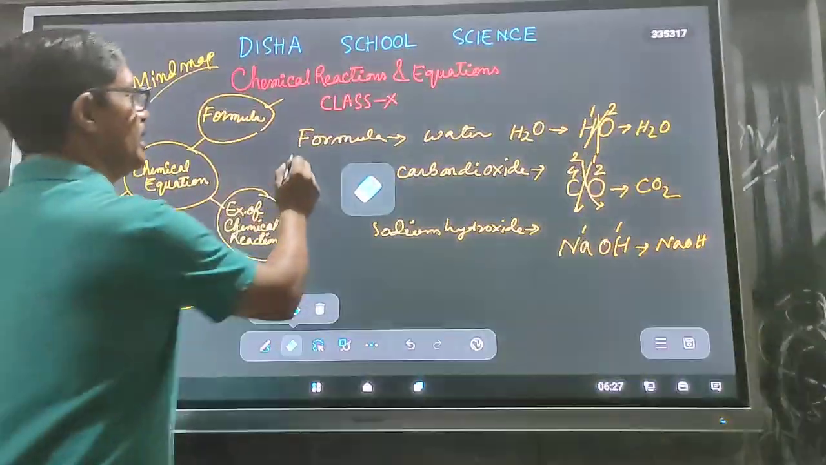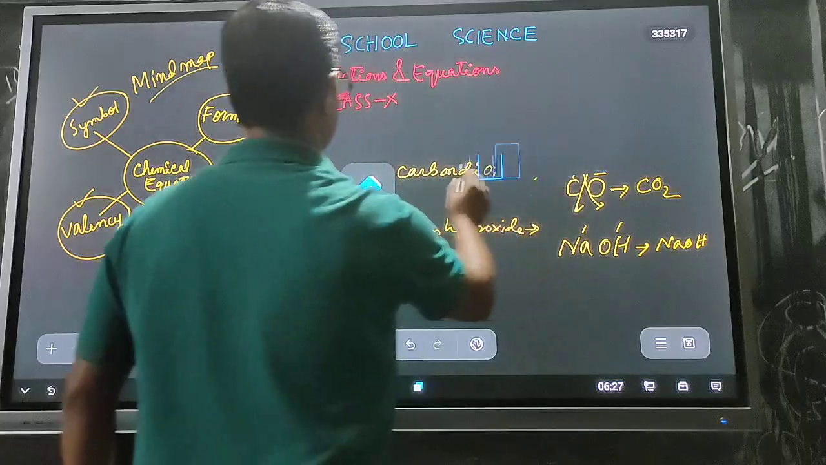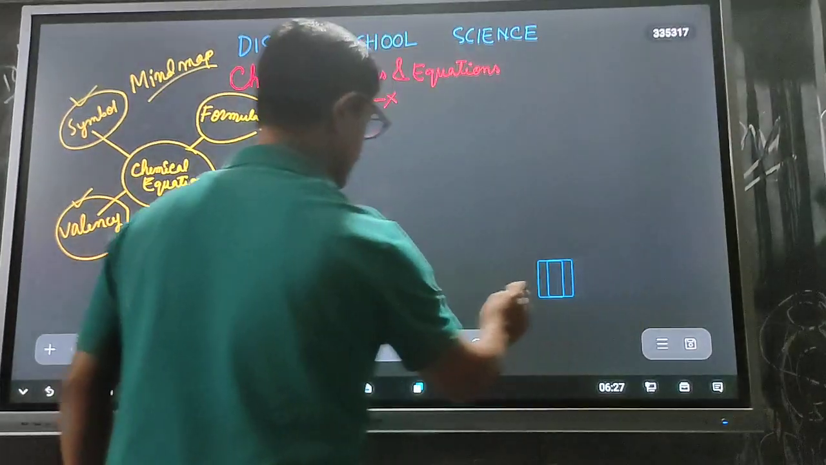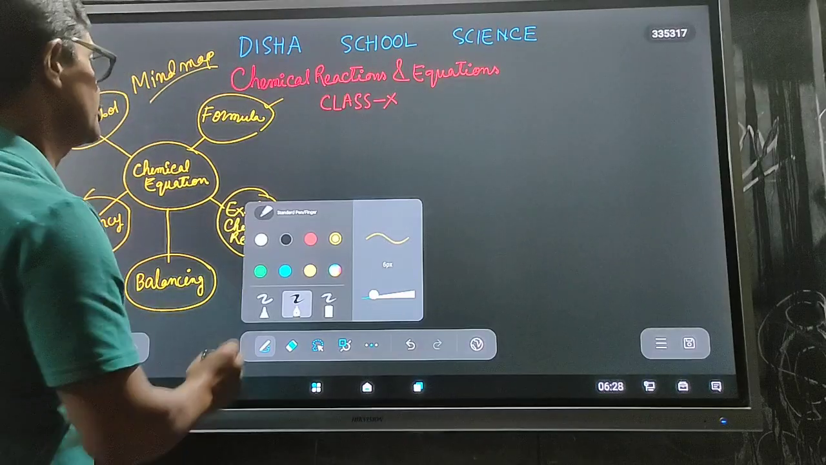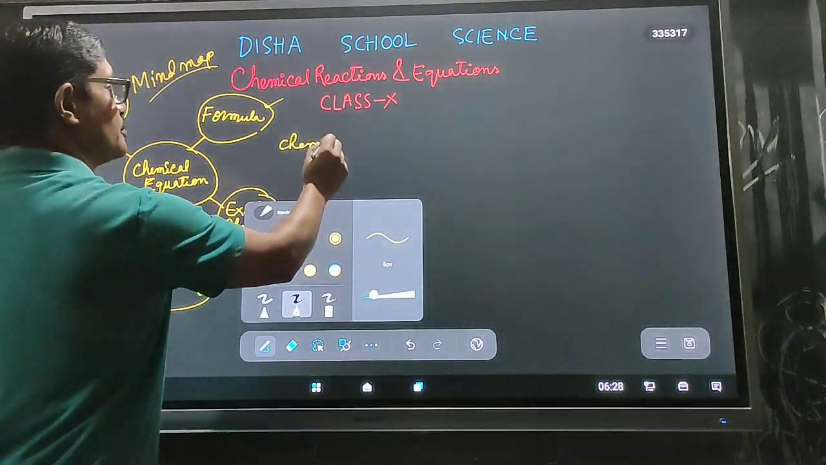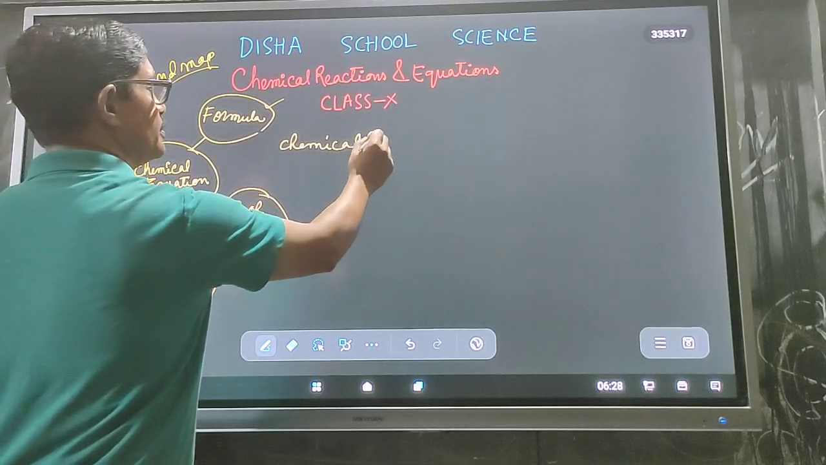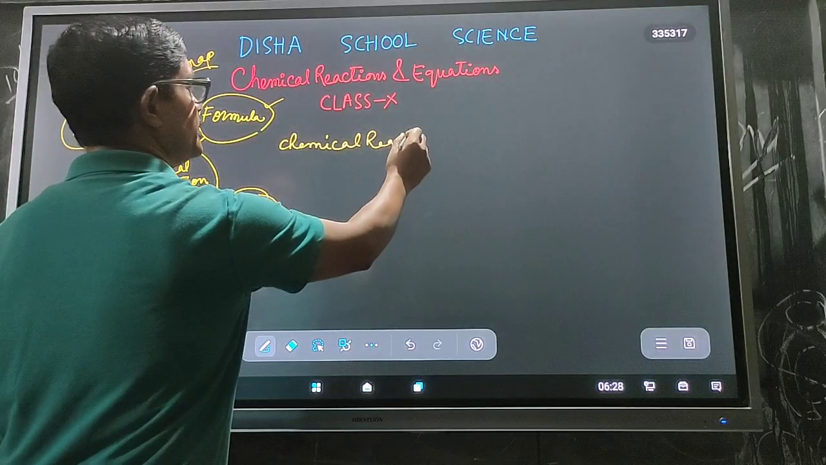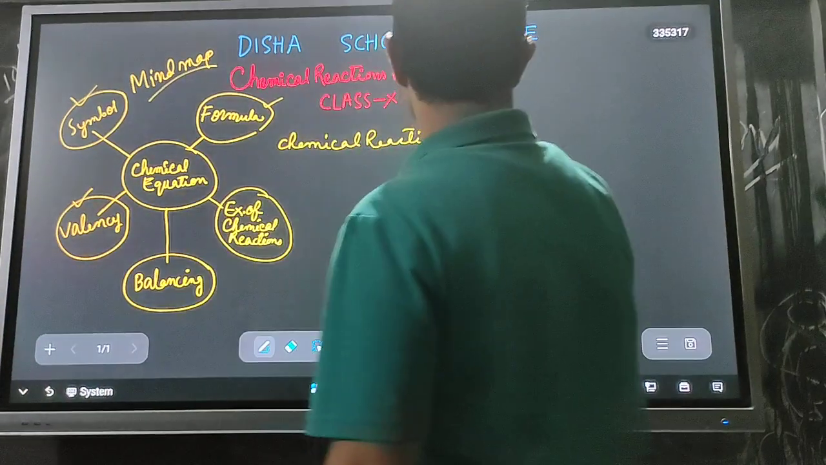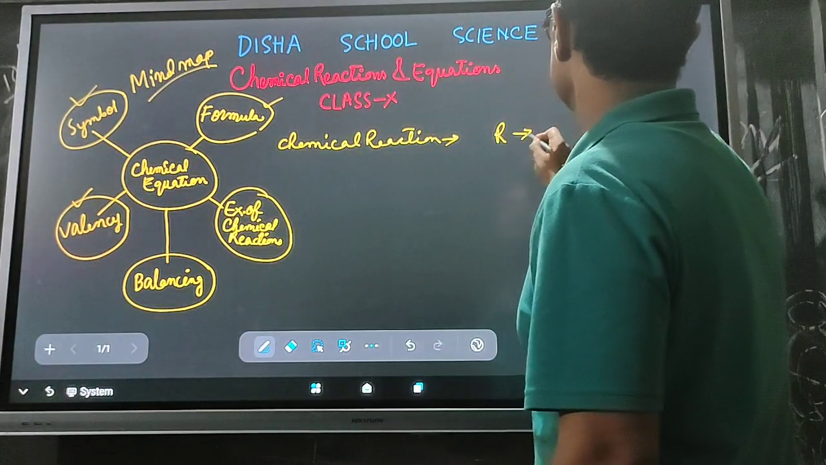After knowing this formula, then what will come? Some examples of chemical reaction. What is chemical reaction? Chemical reaction is the change of reactants to product.